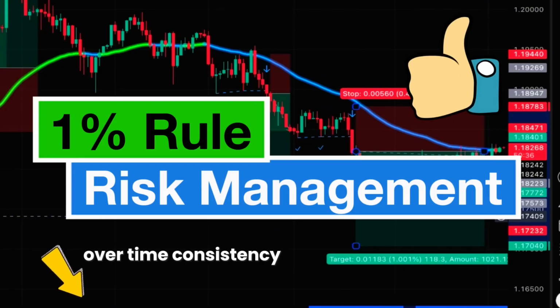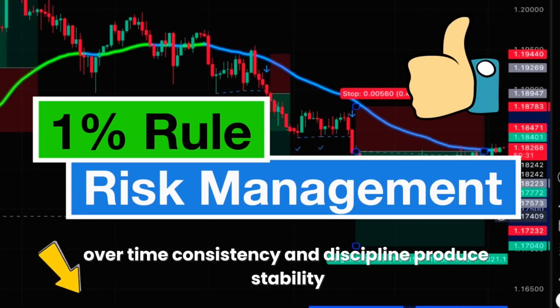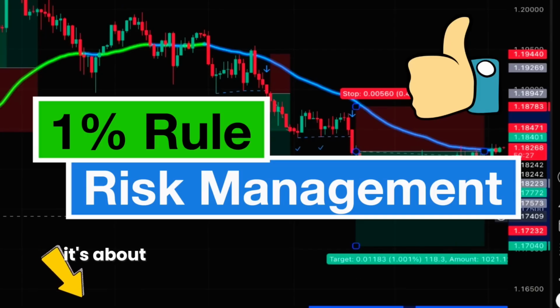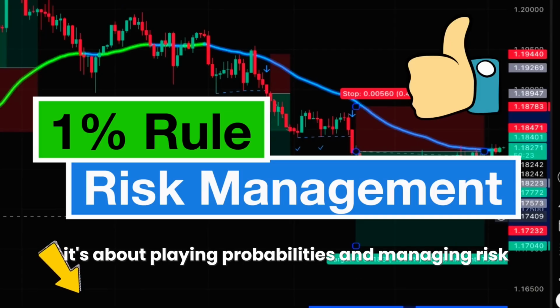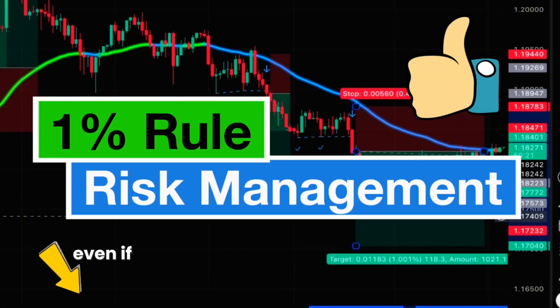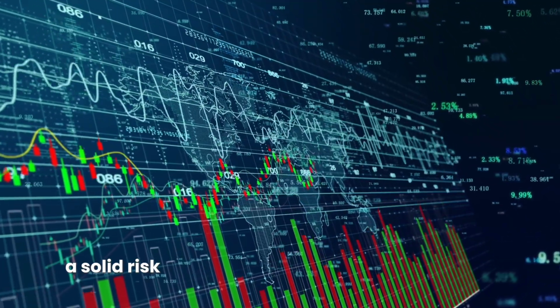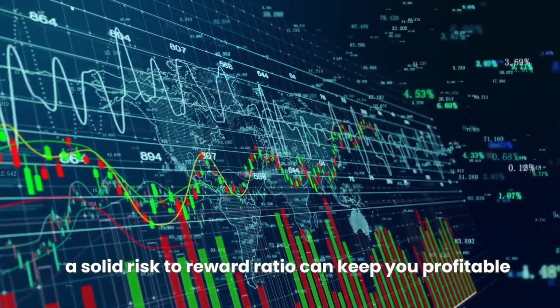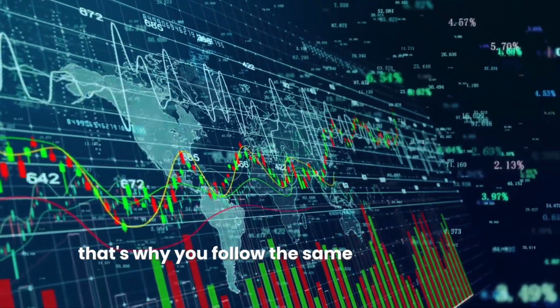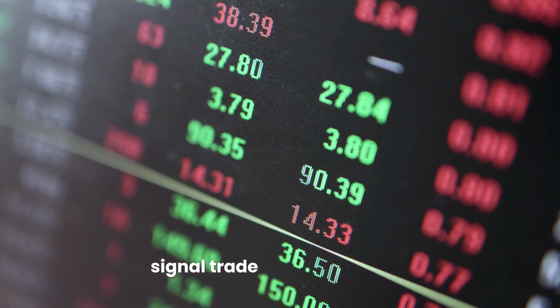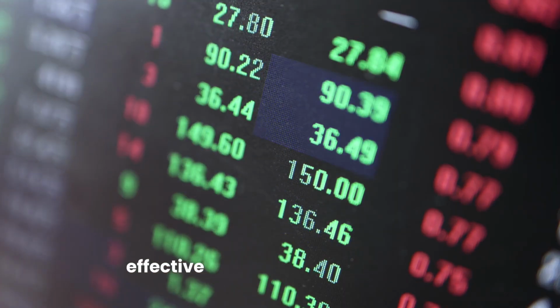Over time, consistency and discipline produce stability. Trading isn't about predicting every move. It's about playing probabilities and managing risk logically. Even if your system wins only around 60% of the time, a solid risk-to-reward ratio can keep you profitable. That's why you follow the same structure every time. Check, confirm, signal, trade. Simple, repeatable, effective.